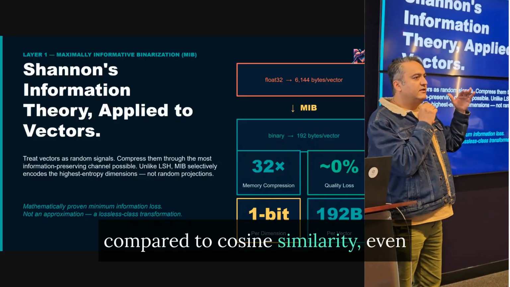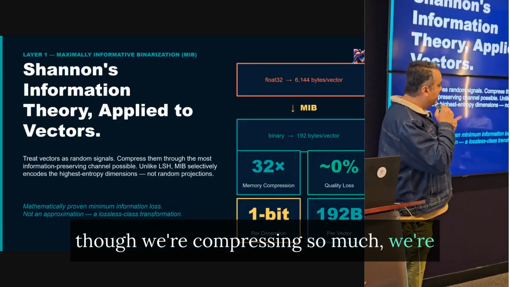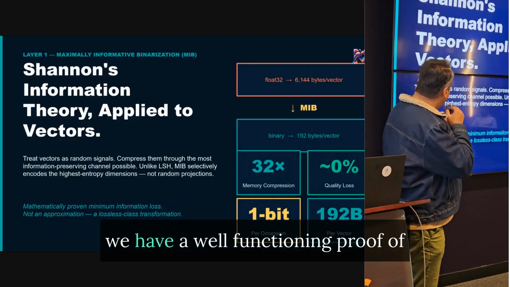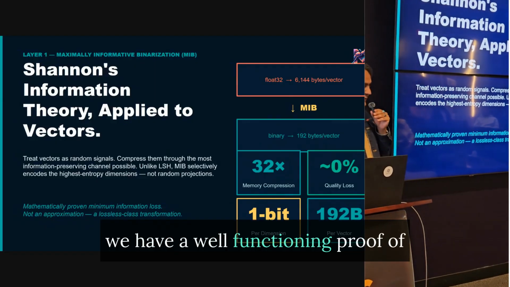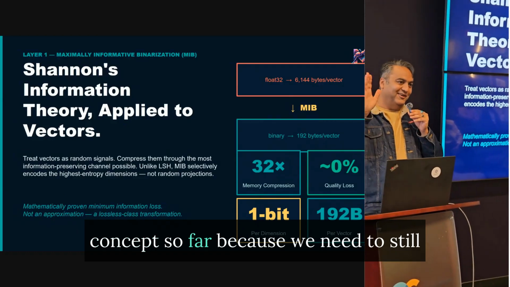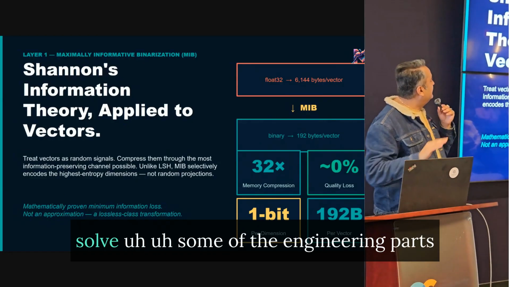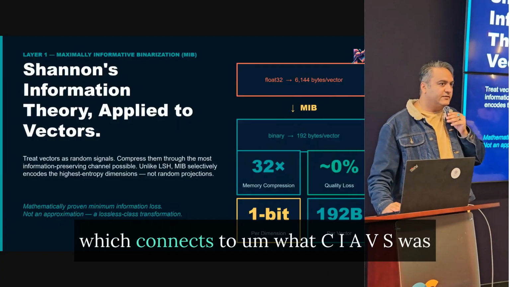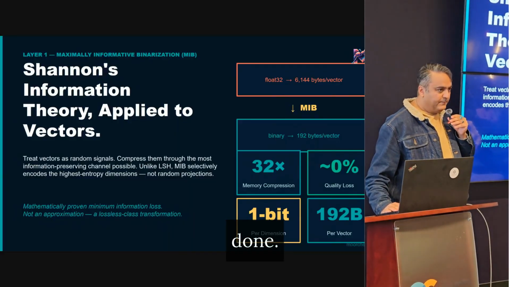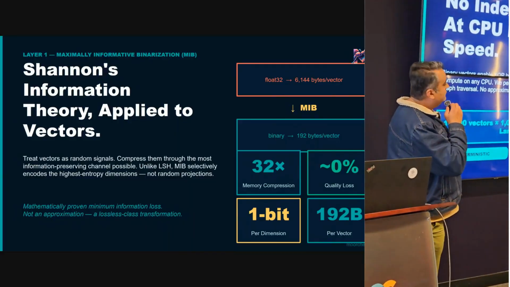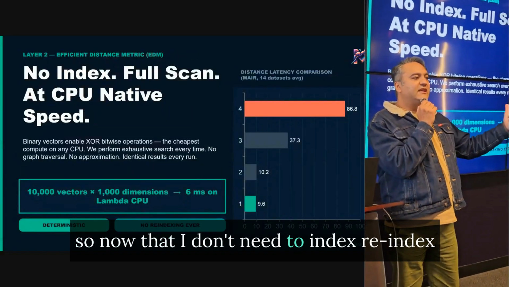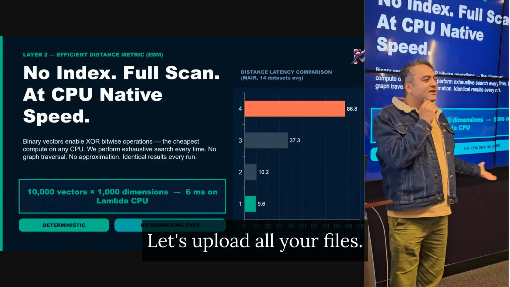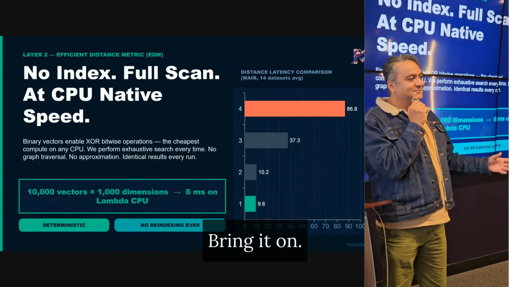Compared to cosine similarity, even though we're compressing so much, we're not losing retrieval accuracy. And we have a well-functioning proof of concept so far, because we still need to solve some of the engineering parts, which connects to what Siyavash was telling. Now that I don't need to reindex things, I can ask Siyavash or another company, let's upload all your files, bring it on.